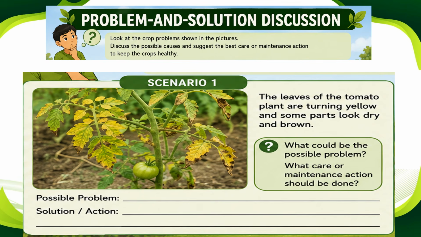After this lesson, the students should be able to understand how to maintain healthy crops by solving common crop problems, analyze pictures showing crop problems and suggest the appropriate care or maintenance action.